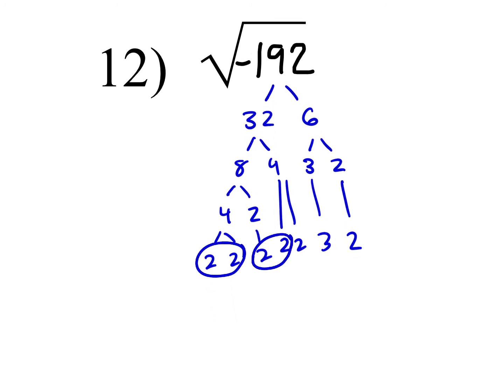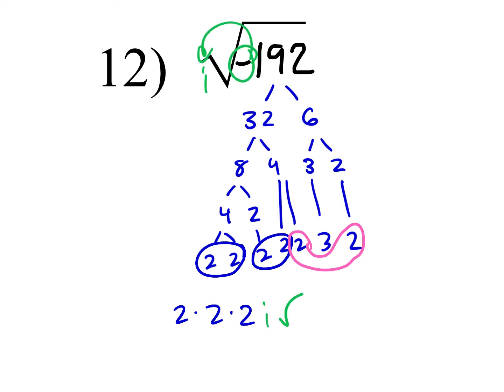2s, 2s, and then I have another pair of 2s here. Even though they're not right next to each other, I can still circle them because it's still a pair. So how many 2s come to the outside? 3. So 2 times 2 times 2. What else comes to the outside that I forgot to do in the beginning? The i. And what stays on the inside? 3, because it doesn't have a pair.